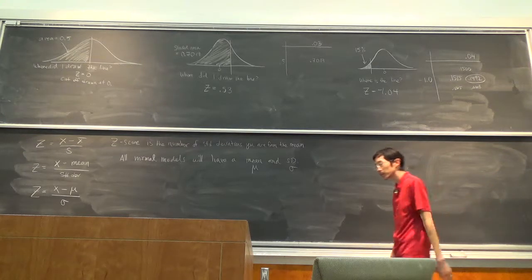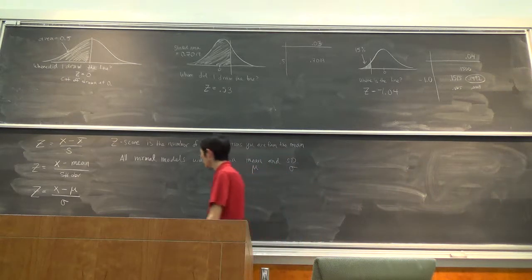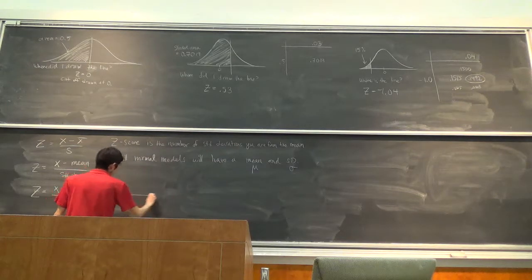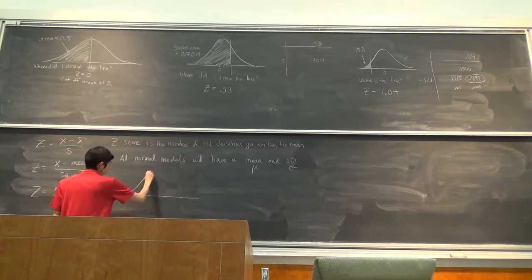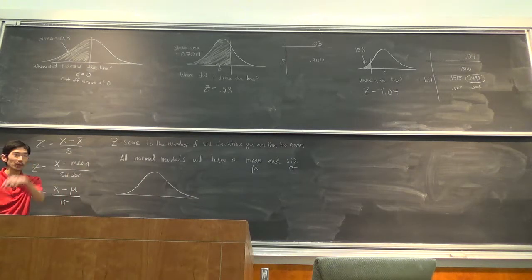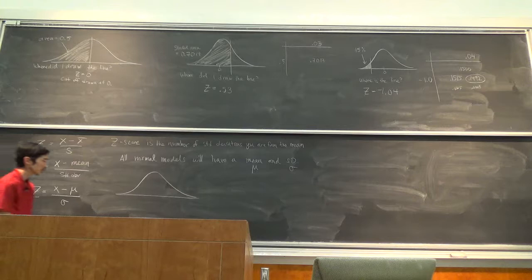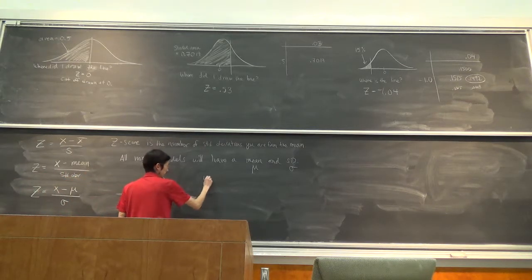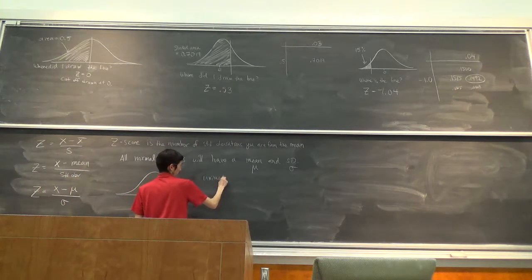So let's start off with an example. The normal model, the normal distribution, looks like this. Okay. How would we describe the shape of this distribution here? Curve. Unimodal and symmetric. Okay. So this is unimodal and symmetric.